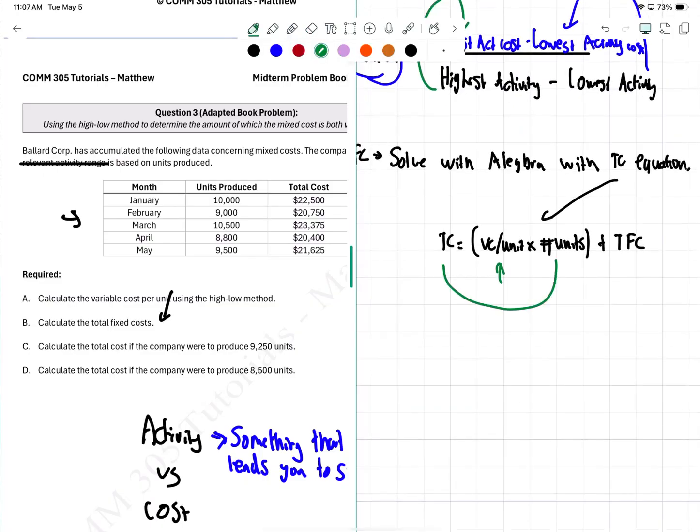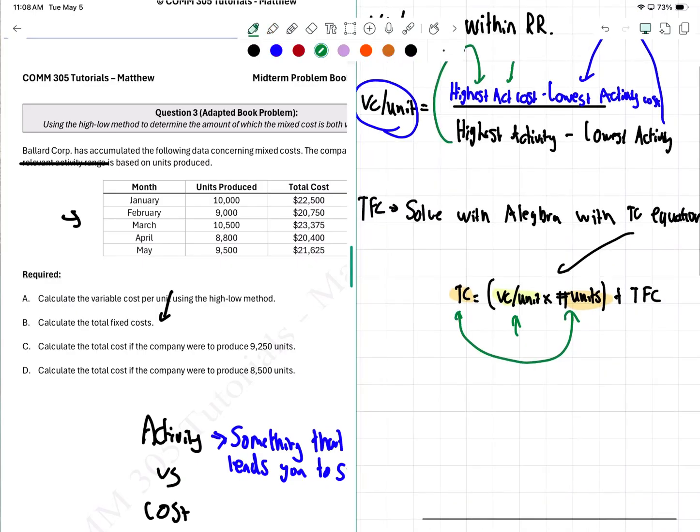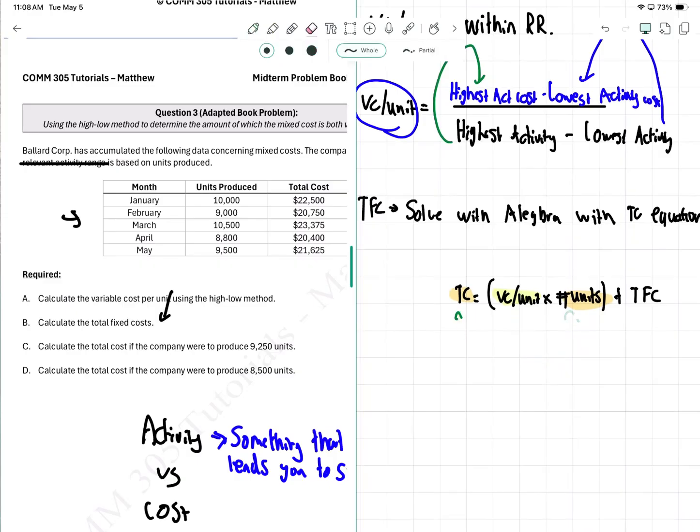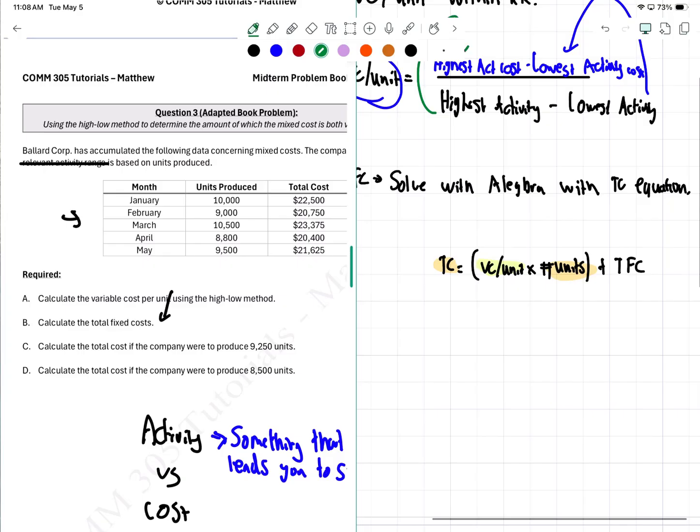And then I'm going to show you how we'll get the total number of units and the total cost. So basically, we're going to solve this with algebra. We're going to take the total cost and the number of units from the high-low method equation here. I think I explained this in the previous question, but I'm going to say it right now. Basically, the total cost equation is all your variable cost plus all your fixed cost.